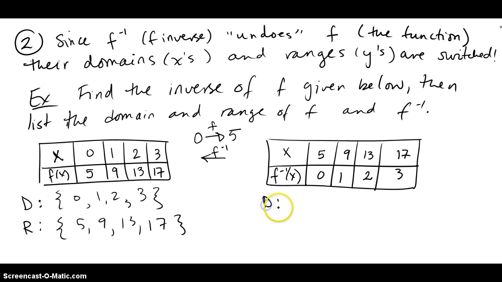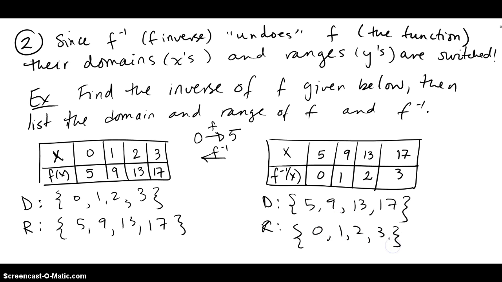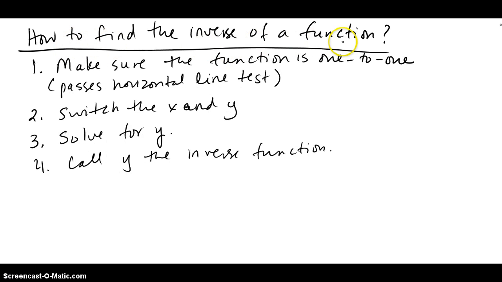And notice, logically, it makes sense that the domain of this is exactly the reverse or the opposite of what the other one was. And the range of this is 0, 1, 2, 3. So domain of f became the range of f inverse, and the range of f became the domain of f inverse. Their domains and ranges are always switched because to get the inverse, all you have to do is switch the x and y. How do we formally find the inverse of a function?